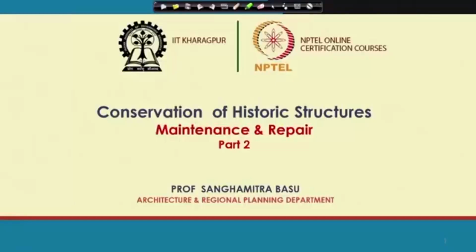We will continue with the maintenance and repair. We have been talking about the substructure, superstructure and foundation, and strengthening of foundation. Then we have also been talking about the different types of material or masonry. We are talking about stone, and we will continue with that. First we will talk about some examples of the maintenance, repair and conservation of stone structures in India.